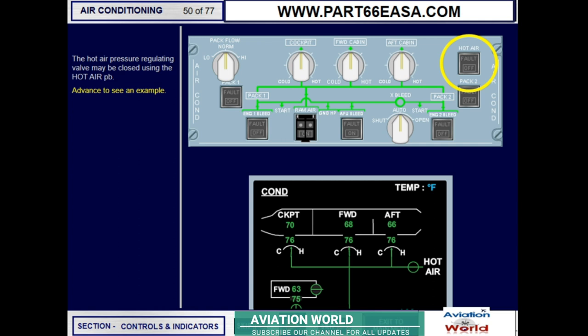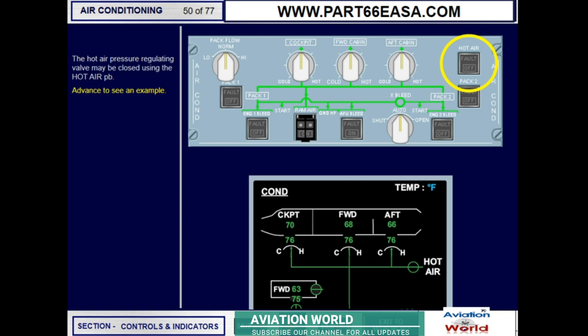The fault light in the hot air push button illuminates if a duct overheat is detected. If that occurs, the valve closes automatically, causing the trim air valves to also close. One of the ECAM steps would be to select the push button off. Advance to select hot air push button off. With the push button selected off, the fault light extinguishes.